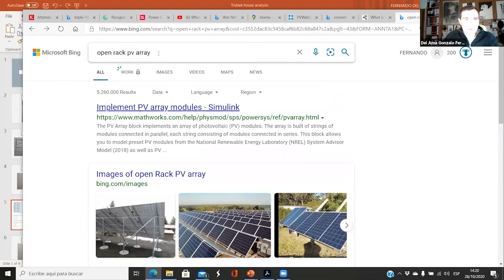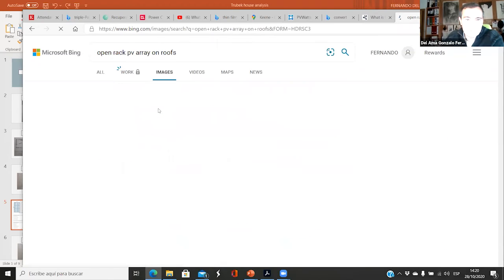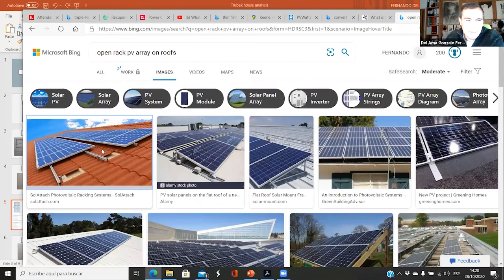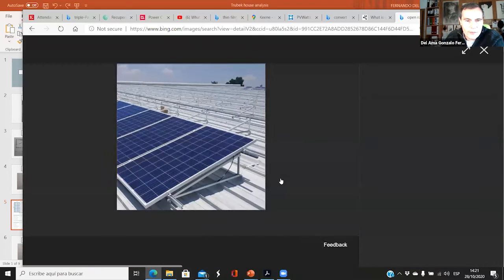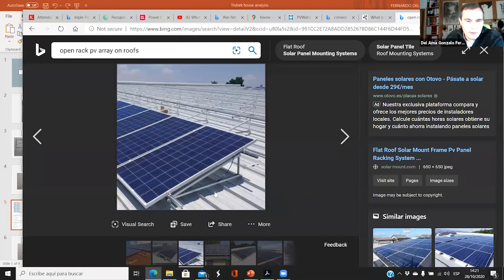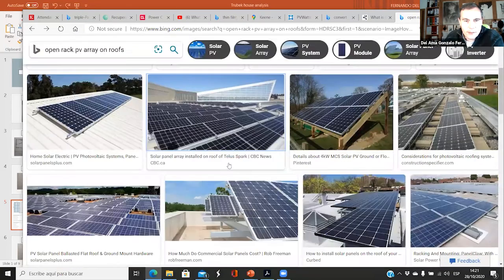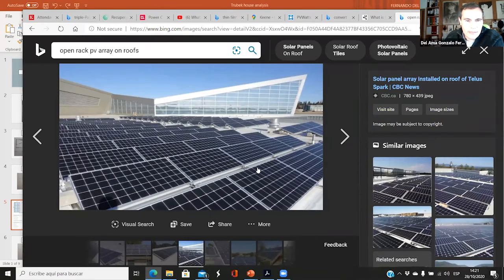Open rack PV array on roofs. Okay, this is a roof mounted, so we just place the PV array on the roof. But if it's flat, we can do this. Okay, so we can have an open rack here on the flat roof. The problem with this is that we have to reduce the roof area because we have an angle. Okay, so that would be an open rack on a flat roof.